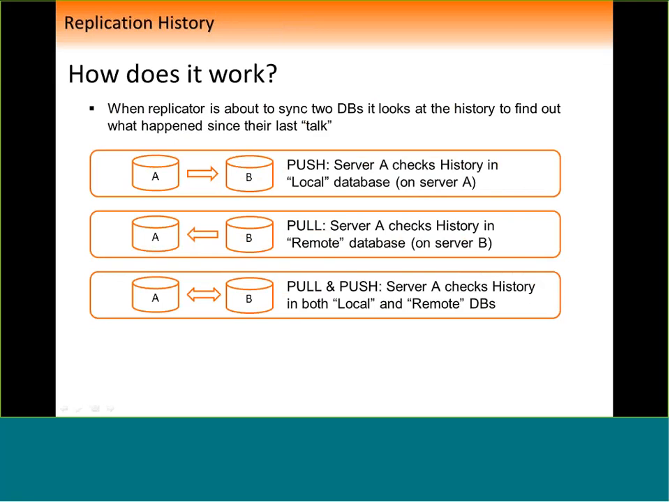What's really critical is understanding what replication history is being checked, and on which particular databases. In the first scenario, where server A is pushing to server B, it needs to determine, hey, I'm going to be pushing changes over to server B, so I'd better look at the replication history in the database that's local to me. So it's going to look at that local replication history, and it's going to push the appropriate documents over to the database on server B.